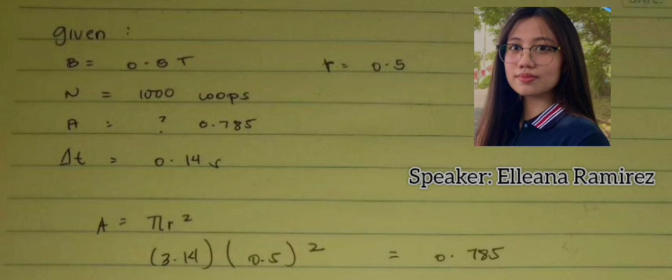Since there is no given for our A, let's solve it first so we can compute our magnetic flux later. A is the area of a coil and its formula is pi r squared. Now, we substitute. Pi is equivalent to 3.14, the radius is 0.5 according to the given problem, and squared. Let us now multiply our pi and radius squared. The answer is 0.785 meter squared.